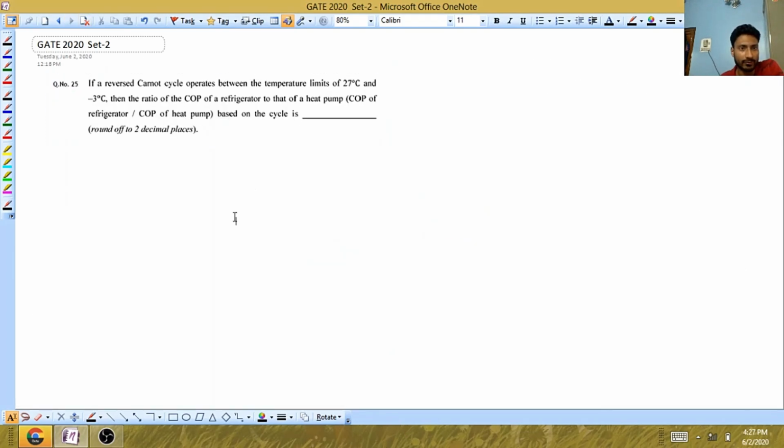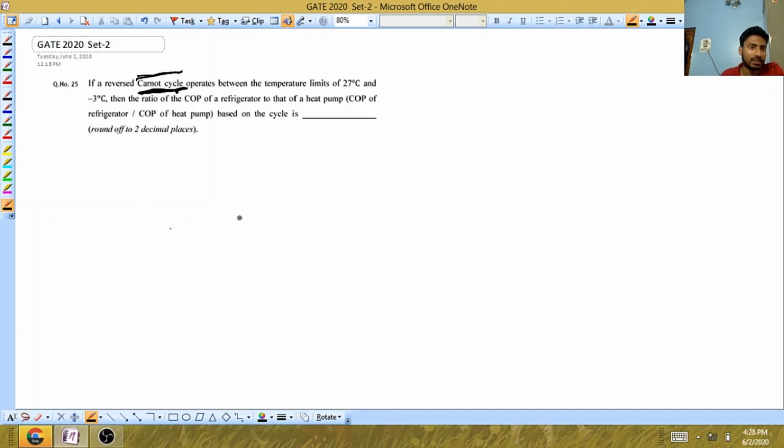Now question number 25. This is a simple problem from thermodynamics. They are saying that if we reverse the Carnot cycle, what do you mean by Carnot cycle? We know it has maximum efficiency because all the processes in the cycle are reversible, and the processes are adiabatic and isothermal, and that's why it gives the maximum work or maximum efficiency.